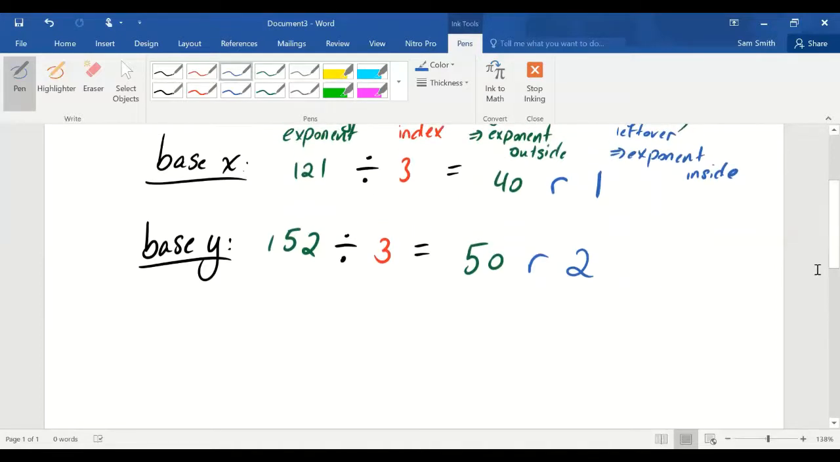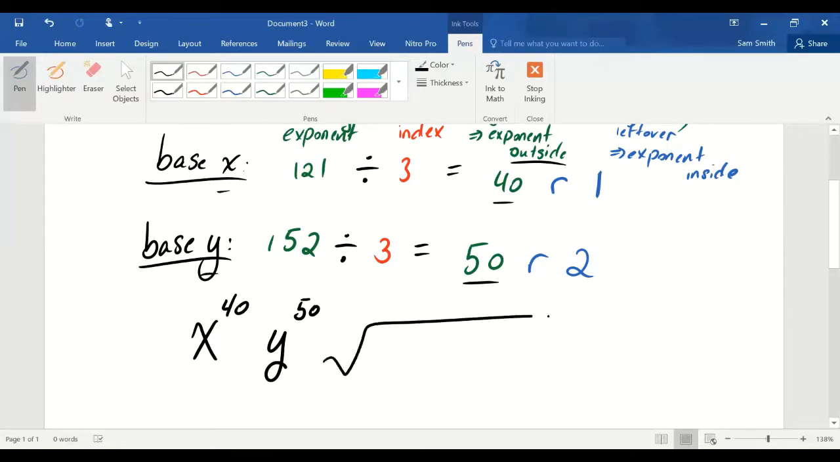So what I can do now is take these exponents, these numbers that came from the quotient, and say there were 40 groups of 3 x's. So 40 x's will make it outside the root. There were 50 groups of 3 y's. So 50 y's made it outside the root. So 40 is the exponent of x on the outside. 50 is the exponent of y on the outside.